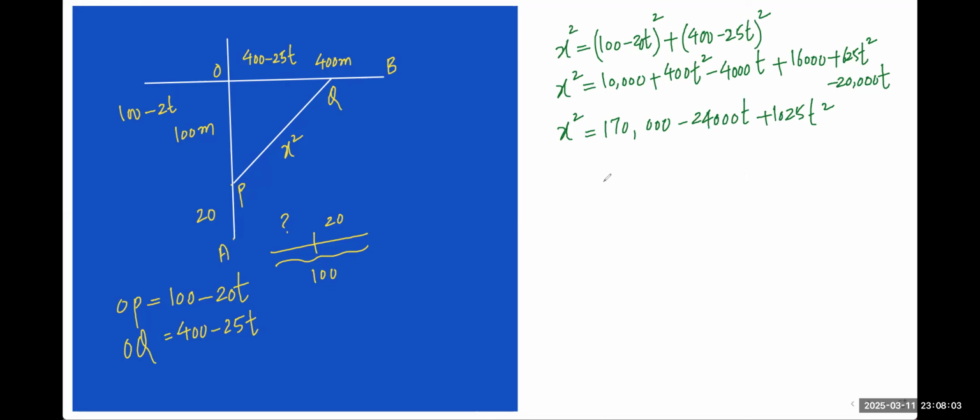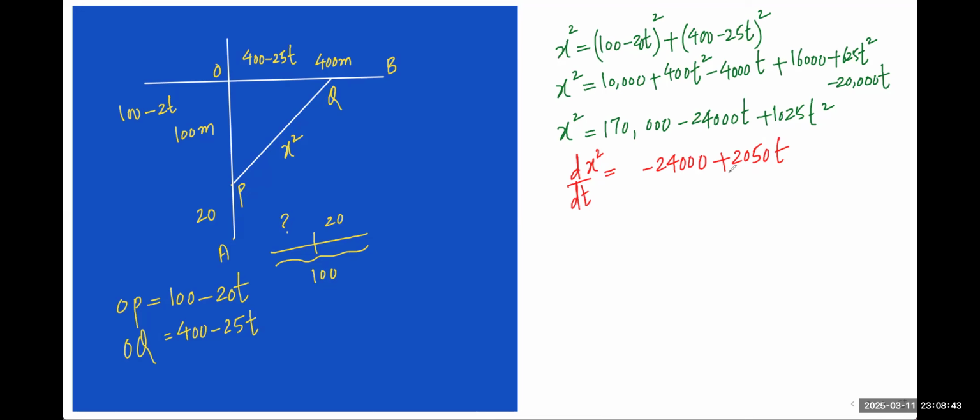The third bit is to differentiate this formula with respect to t. So if we differentiate d by dt of x squared, this is a constant, becomes 0, minus 24,000, and this is 2 times 1025t, 2050t. Differentiating is over.